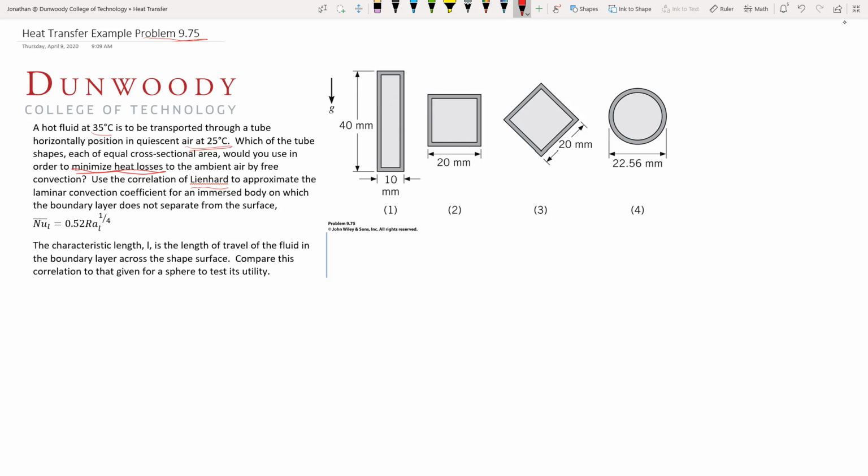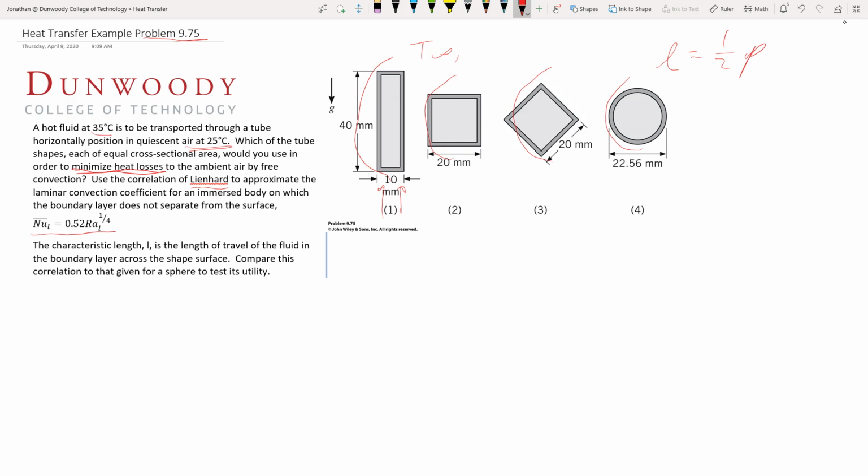There's a Rayleigh correlation, assuming the boundary layer does not separate from the surface, and we have an average Nusselt number that's 0.52 times a Rayleigh number to the 1/4, and our characteristic length is the length of the travel of the fluid in the boundary layer across the surface. So if we have some quiescent air out here, T infinity, we're going to get some air flowing over these shapes, and so we're going to have essentially half the perimeter of each of these shapes as our characteristic length.